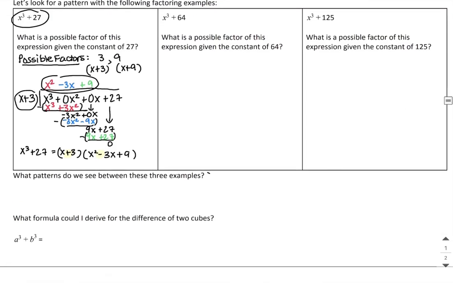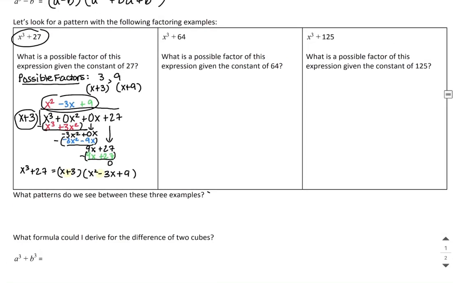Well, let's see if that pattern holds true for the next example. So what are possible factors of 64? Or what factor makes the most sense? Since x plus 3 worked, and 3 is what I have to cube to get 27, then probably x plus 4 works for this example. So let's try x plus 4. But let's do this with synthetic division.